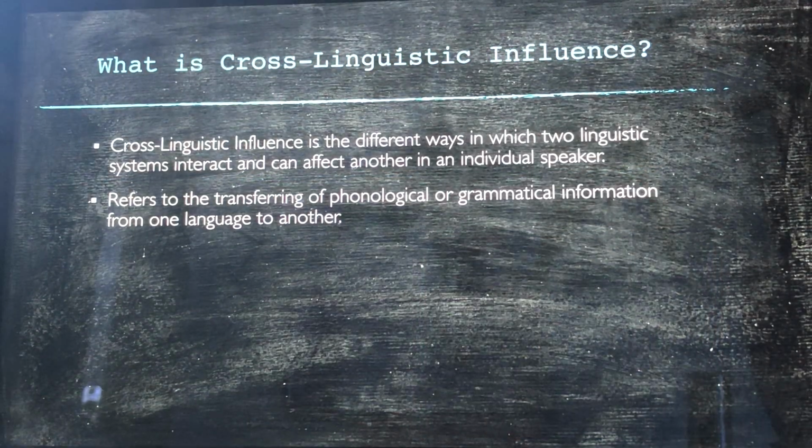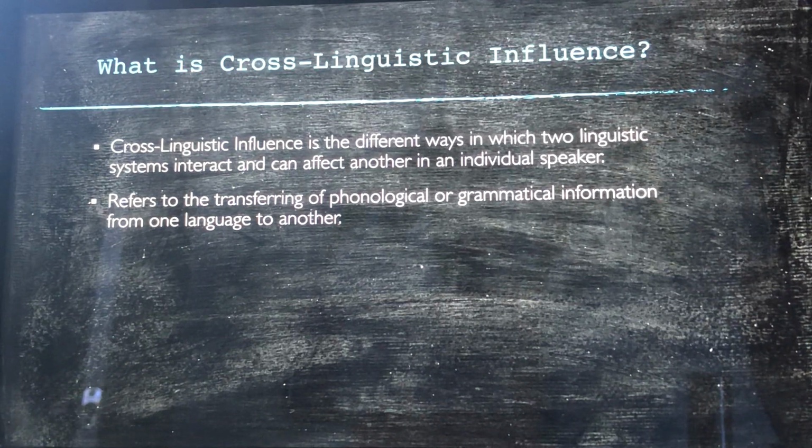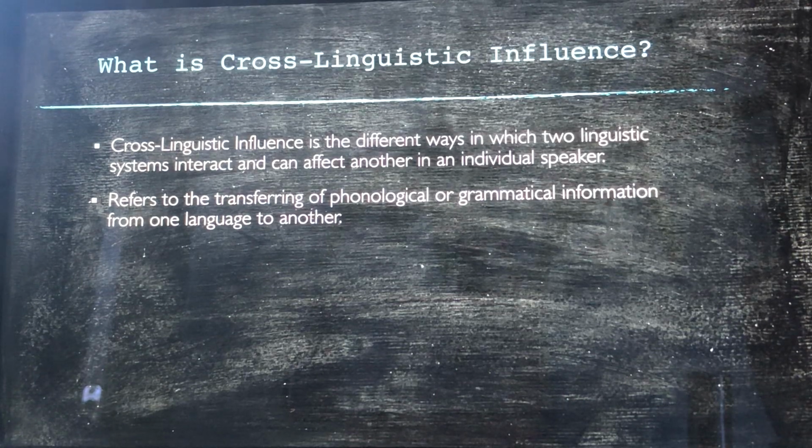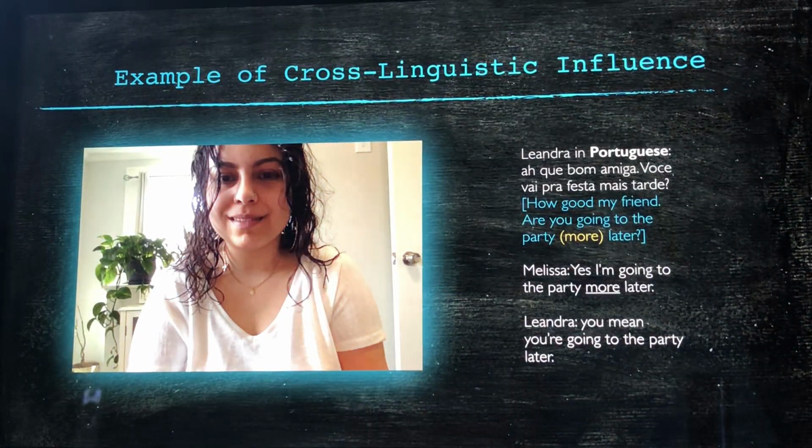So what is cross-linguistic influence? Cross-linguistic influence is the interaction between two linguistic systems and the way they can affect one another. This refers to the transferring of phonological or grammatical information from one language to another. Let's look at an example.